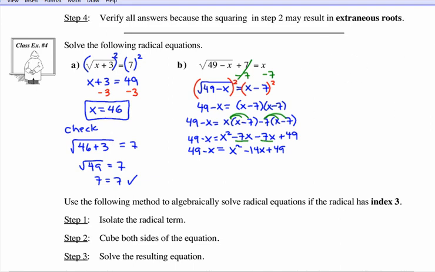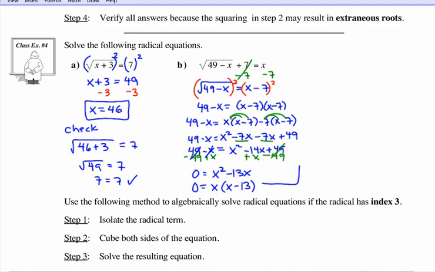Okay, so let's move everything to one side. I'm going to subtract 49 from both sides, and I'm going to add x to both sides. Okay, so these are gone. We have 0 is equal to x squared minus 13x, and the 49's cancel each other out. So this is not a trinomial, it's a binomial. So our first thing is, is there a GCF? And we can factor x out of both of them. Factor x out. And so there we go.